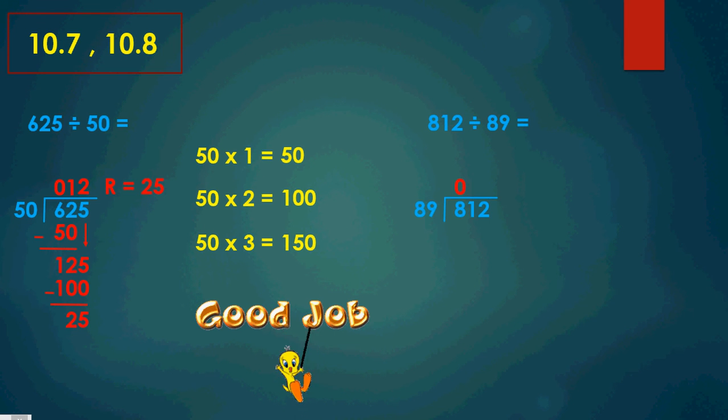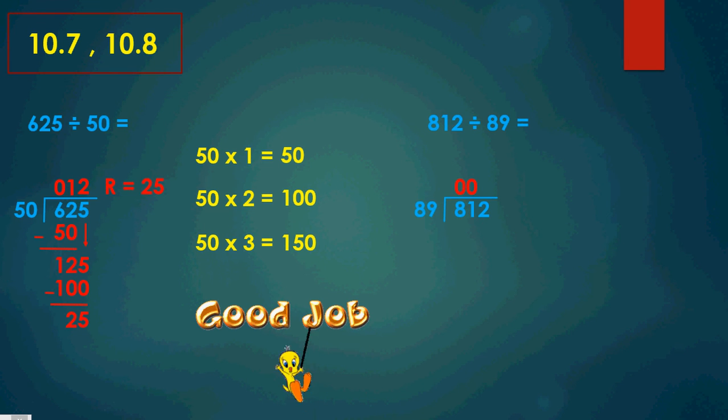Okay? Now, does the 89 fit in 81? Question for you. I'm going to give you 3 seconds. 1, 2, 3. Again, does the 89 fit in 81? No, it doesn't fit because 89 is bigger than 81. So again, I'm going to put a 0. Now, does the 89 fit in 812?